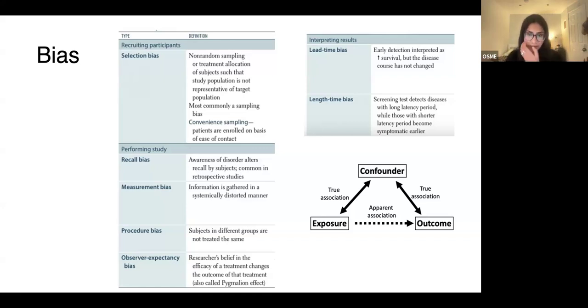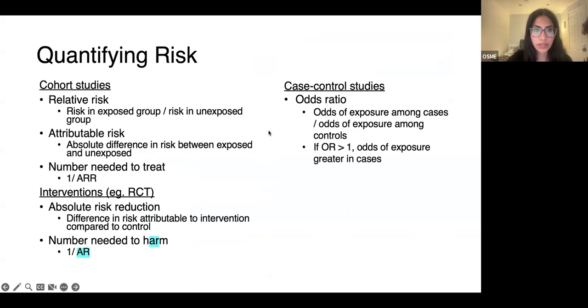Length time is different. So it's comparing diseases that have a long, so it says here, latency period. For example, something that's very chronic, that has a longer course compared to something that would kill someone quickly. It might look like survival is higher for the top one compared to the second one.